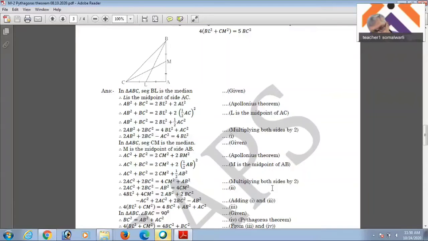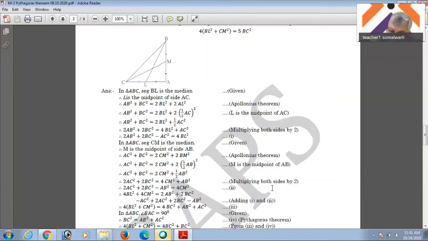Now to the whole equation we will multiply by 2. 2AB square plus 2BC square is equal to 4BL square plus AC square, and we got 4BL square. Here we are reaching our claim. In the claim, whatever is asked, we can reach one of the steps, and hence we will just transfer everything from the right hand side to the left hand side, keeping 4BL square as it is. So 4BL square is equal to 2AB square plus 2BC square minus AC square. This is equation number 1.